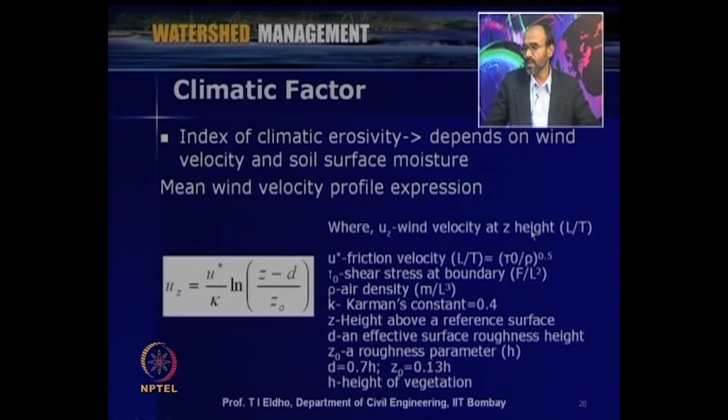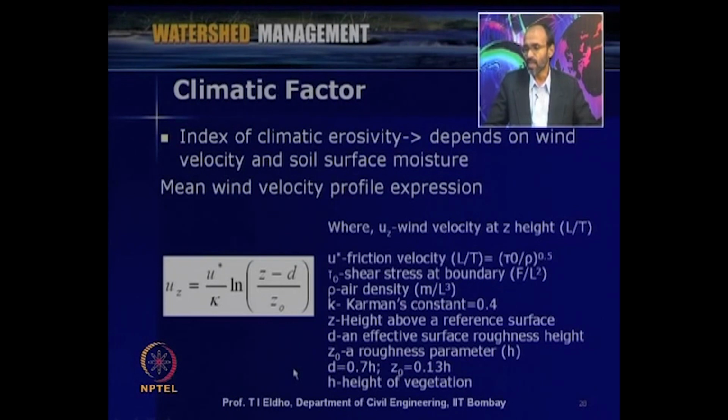So, if UZ is the wind velocity at height Z, it can be written as UZ is equal to U star by kappa natural log of Z minus D by Z0, where U star is the friction velocity and tau 0 is the shear stress. So, this friction velocity we can write as square root of tau 0 by rho, and rho is the air density, kappa is the Karman's constant, Z is the height above the reference surface, D is an effective surface roughness height, Z0 is the roughness parameter. So, depending upon the location we can define D equal to 0.7 h, Z0 equal to 0.13 h, where h is the height of vegetation, if high vegetation is there.